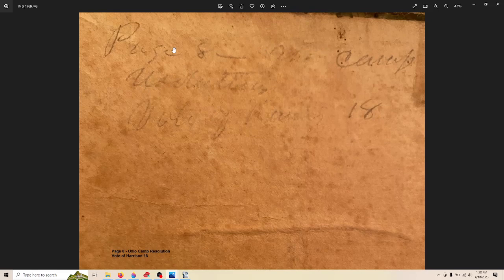We're going to look at things in the front cover, for example, with this penciled in area. It says page 8, Ohio Camp, resolutions. This is an R here. This is an S at the end. Vote of Harrison, 18, page 18, because on page 18 it has to do with Harrison's vote within the book.